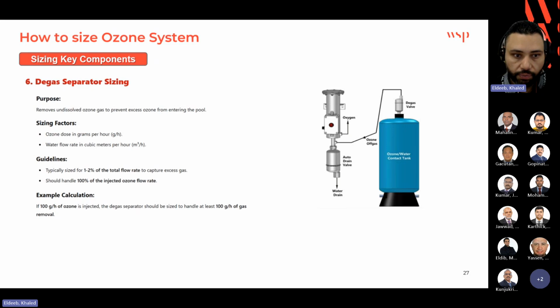For this example calculation, if we have 100 grams per hour of ozone injected, the destruct unit should be sized to handle at least the same, 100 grams per hour of gas removal.